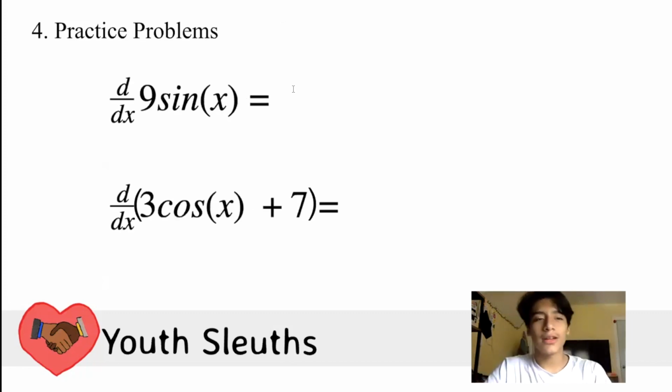The first problem here is the derivative of 9 sine of x. The coefficient of a function stays the same while we're doing the derivative, so 9 just goes to 9. And then we have sine, which, remember from last slide, is just cosine of x. And so your answer is 9 cosine of x.